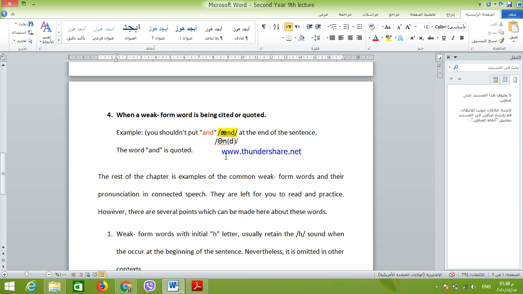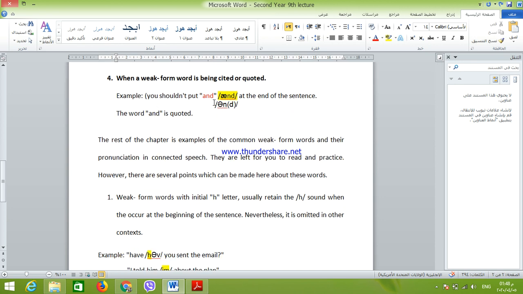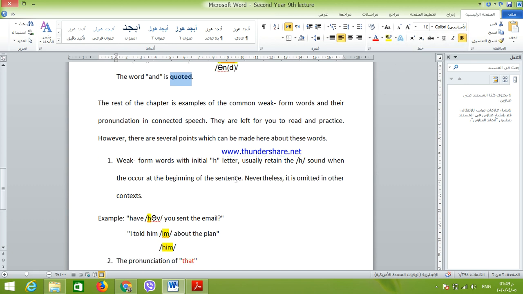The fourth case is when a weak form word is being cited or quoted. Example, you shouldn't put "and" at the end of the sentence. The word and, which is a function word normally pronounced with the form an or without the consonant sometimes, is made strong here because it is being quoted. Look at the quotation marks. The word and is quoted, that's why it is pronounced in its strong form.